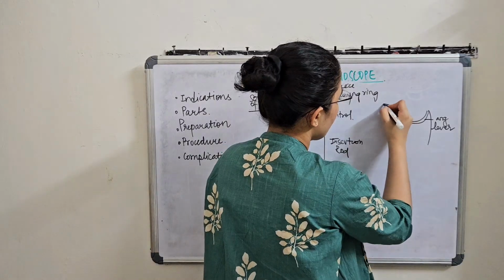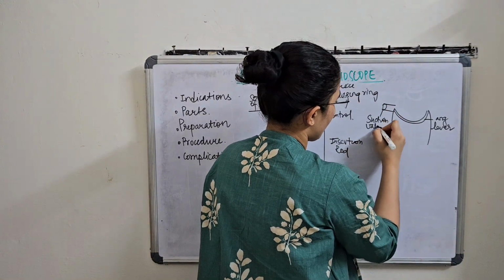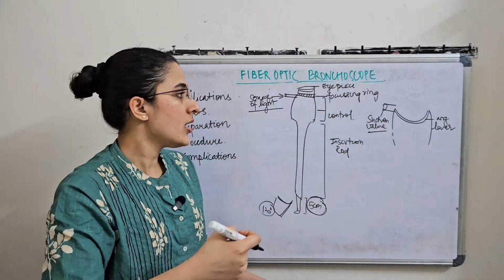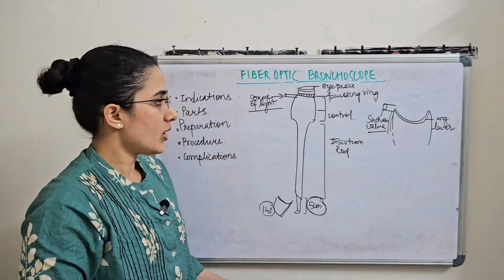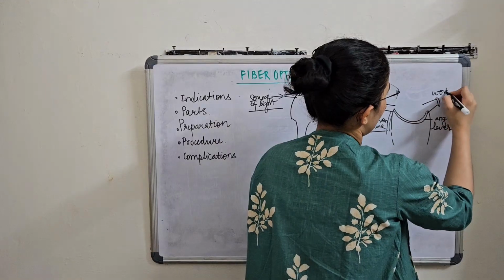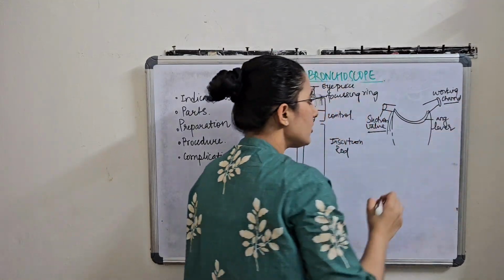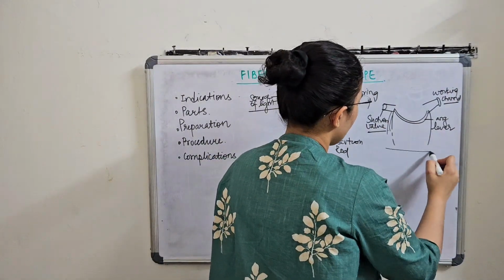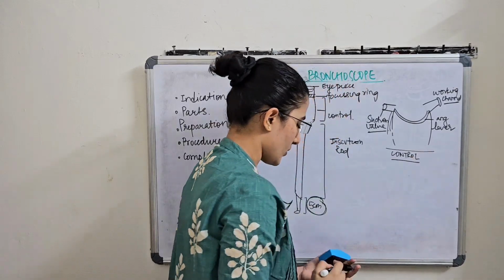In the front there will be a suction valve that is connected to a suction source. This suction valve gets activated on pressing the suction. Then we also have what is called a working port or channel, which is used when we instill the local anesthetics. So these are all the parts of the control portion of the fiber optic bronchoscope.